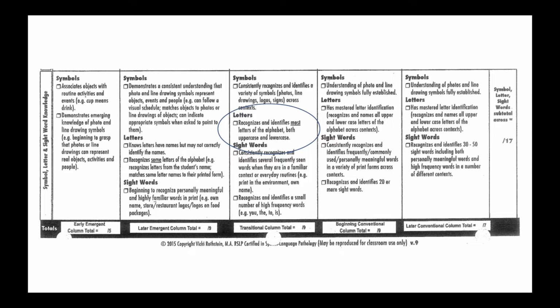Let's take a moment to work with our teams to fill out the Snapshot Assessment for the student you work with. Go through each of the rows and determine whether the student is emergent, transitional, or conventional for each of the domains. Let's do this now.